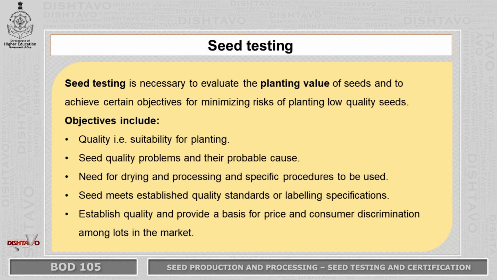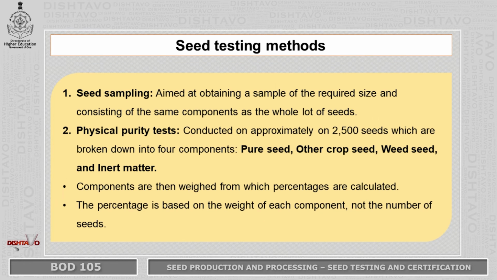Seed meets established quality standards or labeling specifications. Establish quality and provide a basis for price, consumer discrimination among lots in the market. Seed testing methods. First is seed sampling. This is aimed at obtaining a sample of required size and consisting of the same components as the whole lot of seeds.